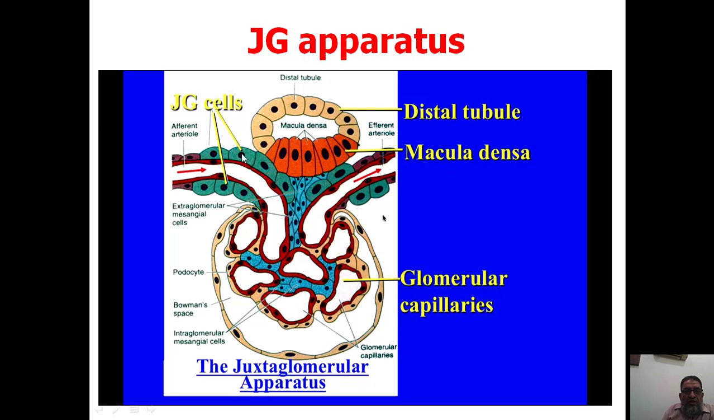Now this is the JG cell. These are the cells that are changes in the tunica media. Tunica media consists of smooth muscle, as you all know, in the arteriole, but this modified smooth muscle becomes the JG cell, which is a secretory cell, concerned with the secretion of the renin enzyme. And these are the extraglomerular mesangial cells, and this is the capillary plexus, and this is the parietal layer, and this is the visceral layer lining the capillary endothelium. So concentrate on Macula Densa, JG cell, and interstitial mesangial cell.